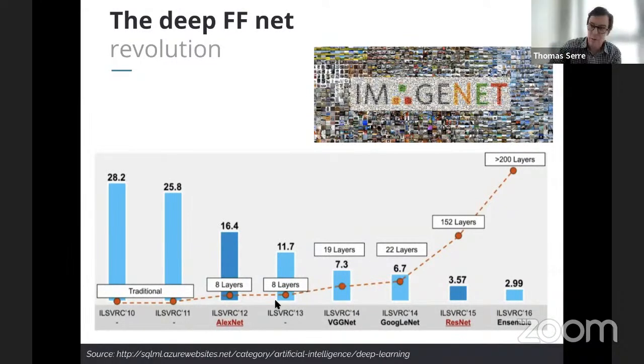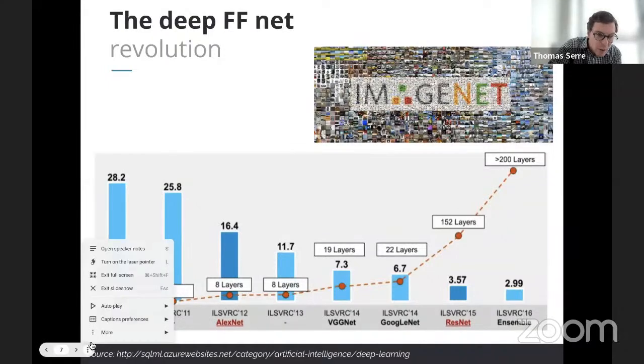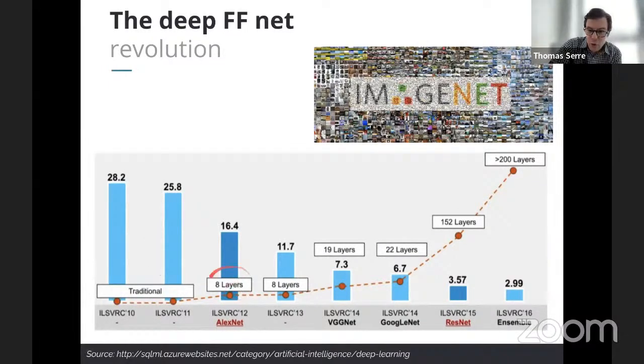What's pretty clear is that since 2010, and especially since 2012, with the introduction of the first deep neural network, which was AlexNet with 8 layers of processing, the accuracy, or the error rate, I should say, has been going down steadily.